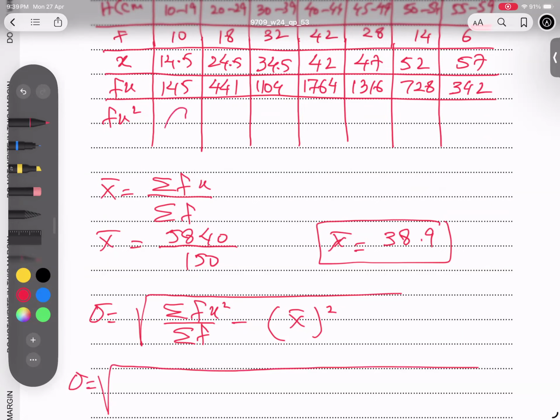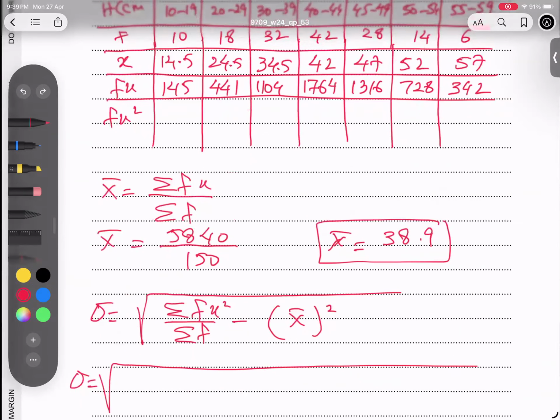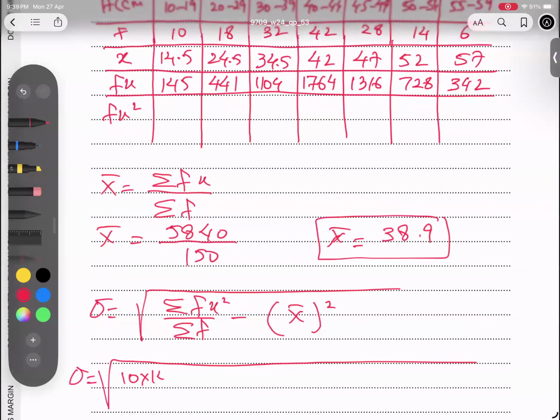Okay, there is a space problem here, that is why. The values are coming with us, fx square. So f and the square of that number. I mean 10 times the square of x. So 10 times 14.5 square. Then 18 times 24.5 square. It will take a lot of space, but anyway, no problem. Then 32 times 34.5 whole square. Then we have 42 times 42 square.